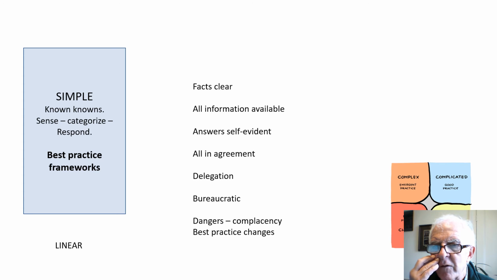The answers are self-evident. It's not contested, and everyone is in agreement with the evidence that's around. These systems sit within a bureaucratic framework of rules and regulations. We can delegate. There are dangers of complacency, and best practice does change, but in general, things are fairly straightforward. So this is the zone of known knowns. We sense, we categorize where we are, and then we can respond appropriately within our bureaucratic frameworks. This is the area of best practice frameworks.